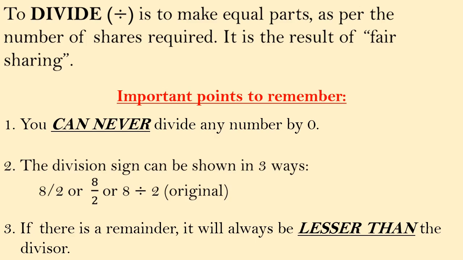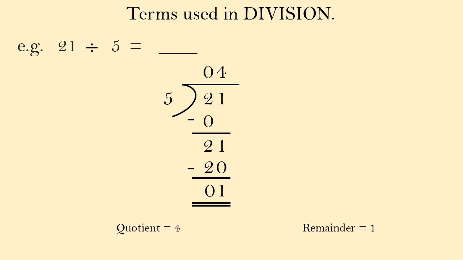If there is a remainder, it will always be lesser than the divisor. If you've got a number that is equal to or greater than the divisor, you have done something wrong. If there is any remainder, it will always be lesser than the divisor.